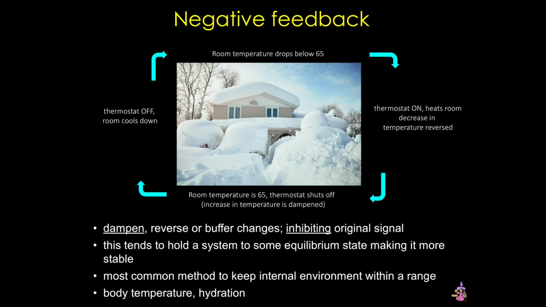So negative feedback serves to dampen or reverse changes, acting to inhibit an original signal, which in this case was to increase the heat in the room to get it into the desired range. And this type of feedback is critical for keeping systems stable. So let's look at a hormonal example.